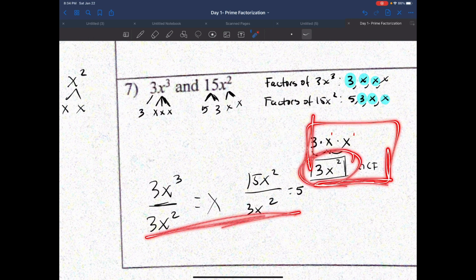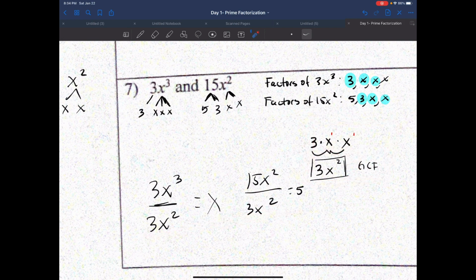Don't worry about this. I'm trying to explain what we're doing because, again, I'm trying to find the greatest common factor, which is the largest number that goes into 15x squared and 3x cubed at the same time. Okay.